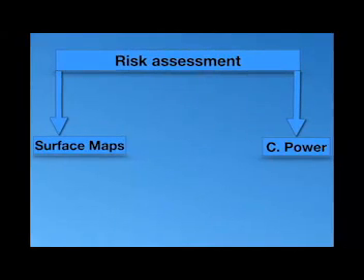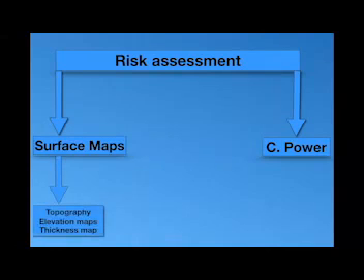Okay, the risk assessment for any patient includes 2 parts. The first part is studying the surface maps and the second is studying the corneal power, as we said in the last slide. The surface map is the pentacam, and the corneal power is the corneal biomechanics and intraocular pressure. So the surface map is topography, elevation maps, and thickness map.